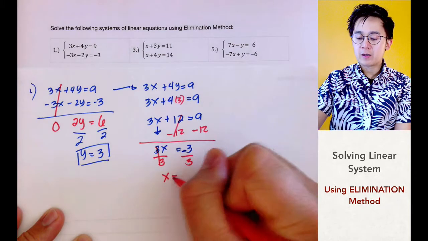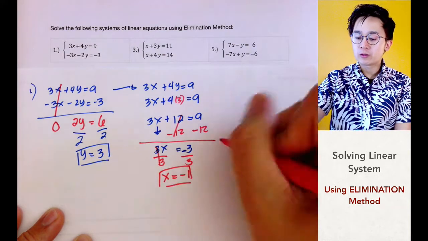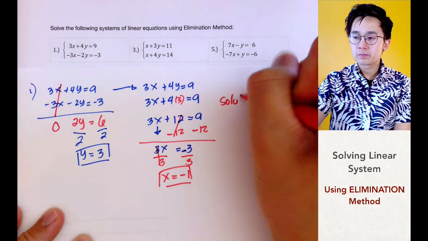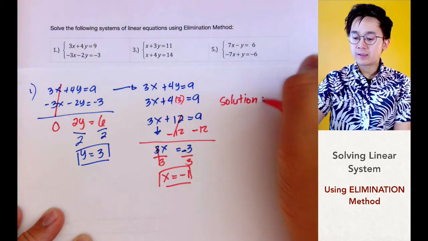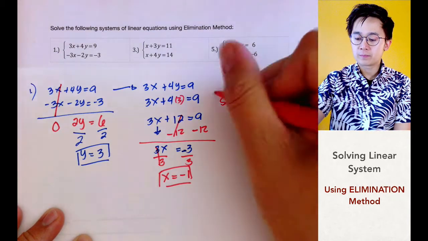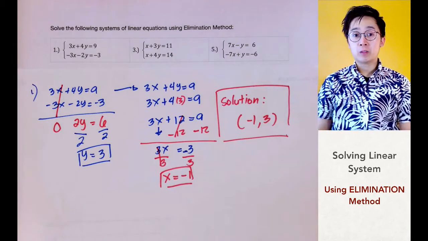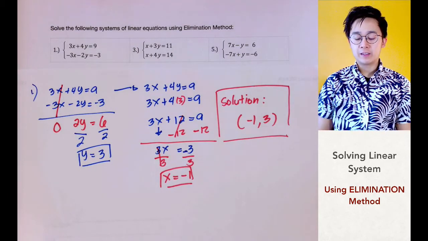ang x coordinate natin ay equal to negative 1. So ang solution ng ating linear system ay negative 1 and 3. So yan yung pagsagot ng problem number 1 na meron agad zero pair.